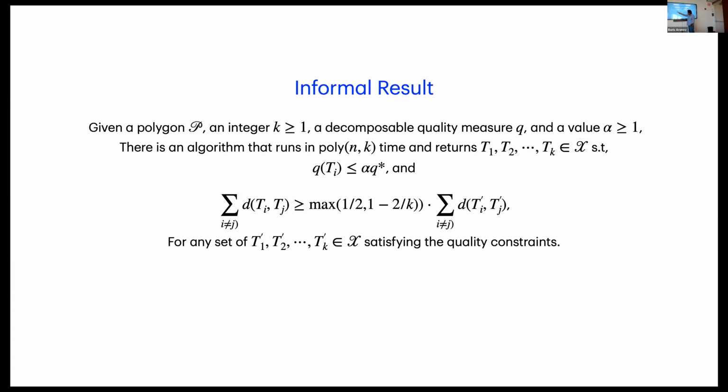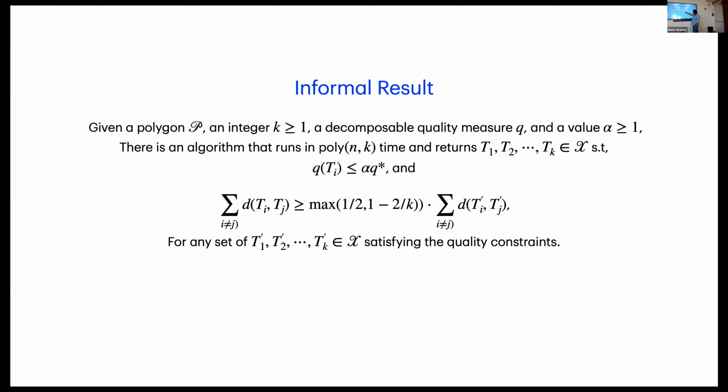And the sum of my pairwise distances, so the sum diversity, is at least some factor times the optimal. And what's my factor? Well, if you want to say it's at least half, half is always there. One of the two terms in the max is a half. So I'll output to you a set of triangulations that will satisfy the quality constraint, and their diversity will be at least 50% of the diversity of an optimal set.